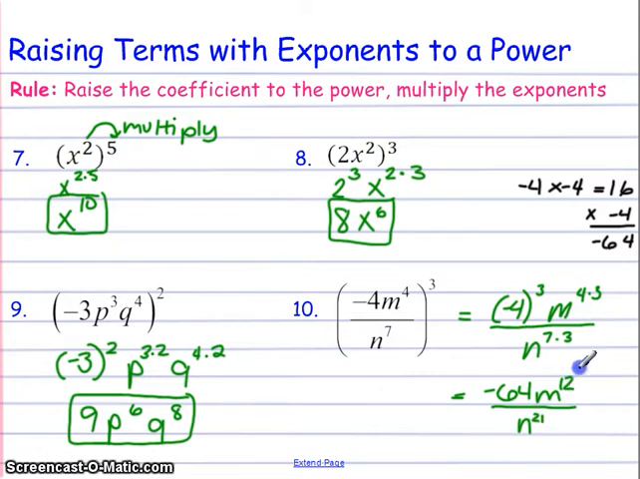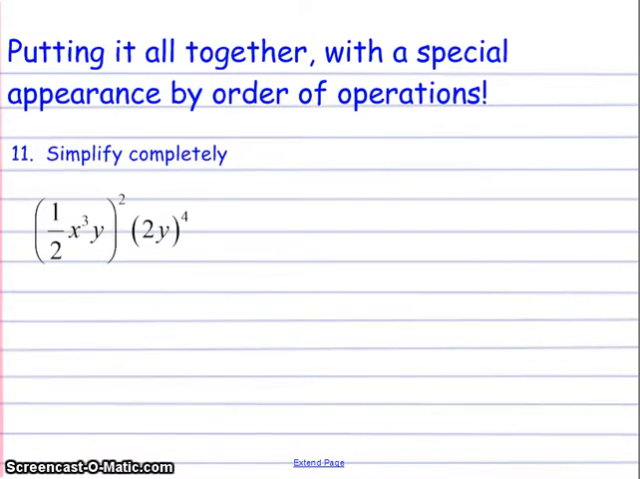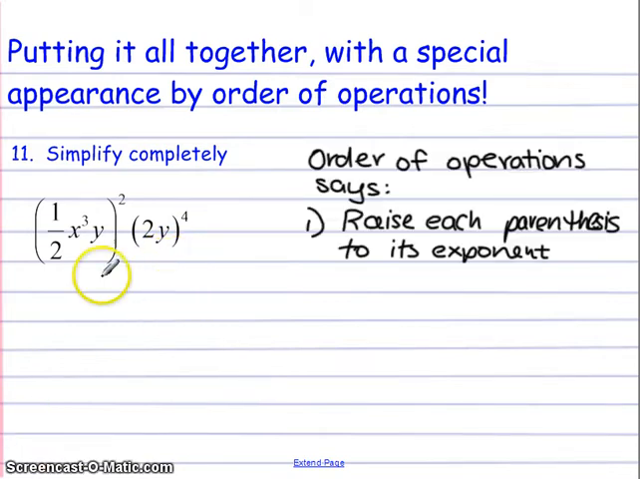So we can use this rule with fractions inside or without. It doesn't matter. You just need to take the numbers and raise them to the power, take the exponents, and multiply them. We'll do one last problem where we put all of this together. In this problem, we have to take one thing and square it, take another thing and raise it to the 4th, and then they're multiplied together. So we need to think of order of operations, exponents first.